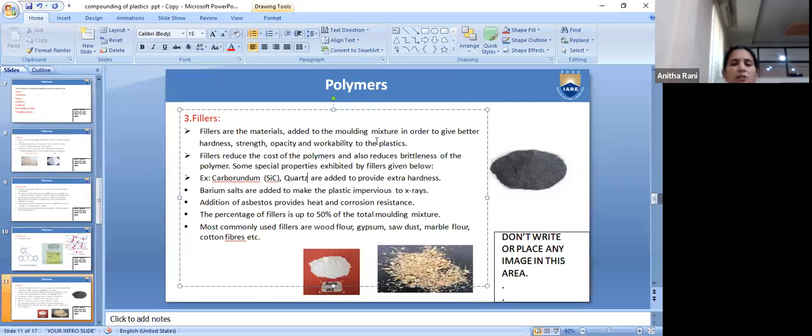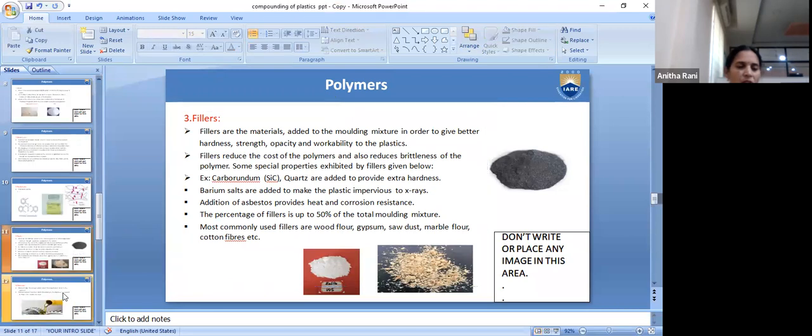Fillers are materials added to the molding mixture in order to give better hardness, strength, opacity, and workability to plastics. To increase hardness, add carborundum, silicon carbide, quartz. Barium salts are added to make the plastic impervious to X-rays. Asbestos provides heat and corrosion resistance. So this is about fillers.